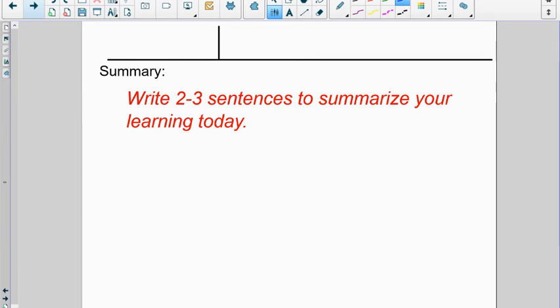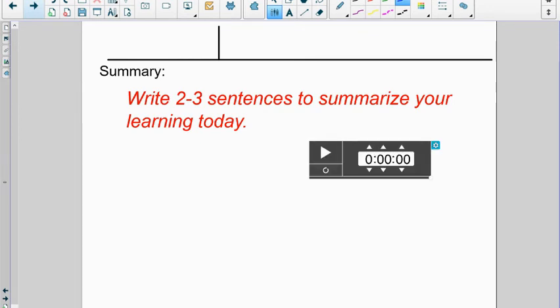What I'd like you to do is take a few minutes, and you can pause your screen when you're ready, to write 2 or 3 sentences at the bottom of your notes to summarize your learning for today. I would encourage you to answer your essential question: How do I solve 1 and 2 step equations? It might be a good idea to include the vocabulary that we use today, including inverse operations, and also to include the concept of using SADMAP when we solve equations.